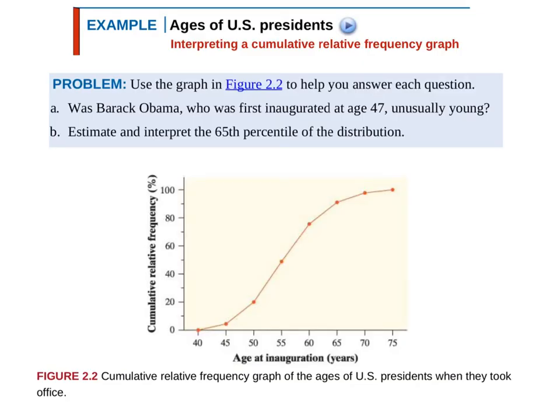So let's use this graph and interpret a cumulative relative frequency graph. So let's answer 2 example questions. The first one being, was Barack Obama, number 44, who was inaugurated at age 47, was he unusually young when he was inaugurated? And then the second question is to estimate and interpret the 65th percentile of the distribution. So what on earth is that and what does it mean? So we're going to use this graph to answer both of those questions.